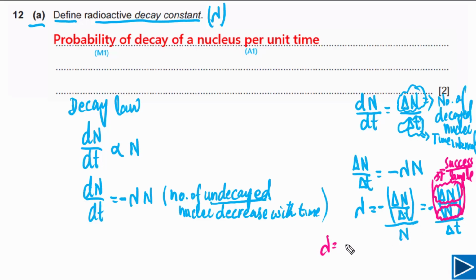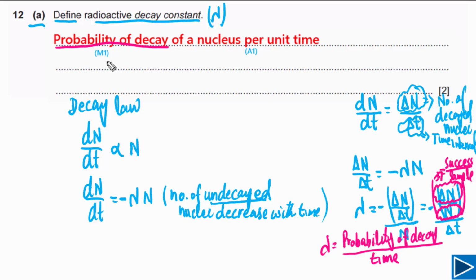So lambda, I can simply say this is equal to the probability of decay, because delta N by N is representing the probability of decay. So lambda is equal to probability of decay per time, so divided by time. So we have time here. So this is how we can define the decay constant. I have already written it here, so you can see probability of decay.